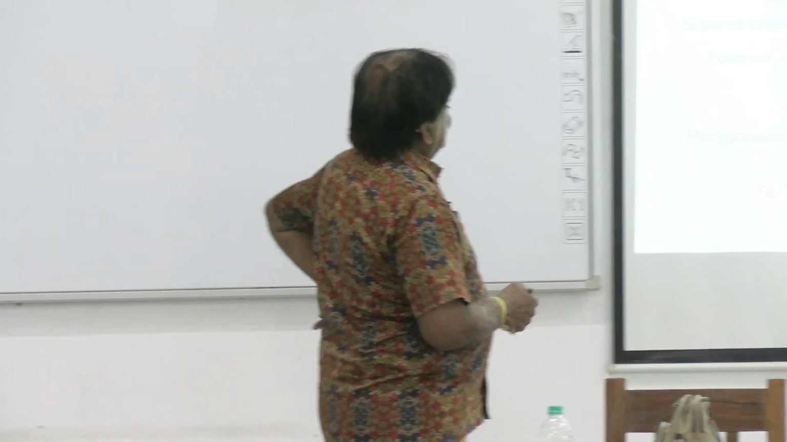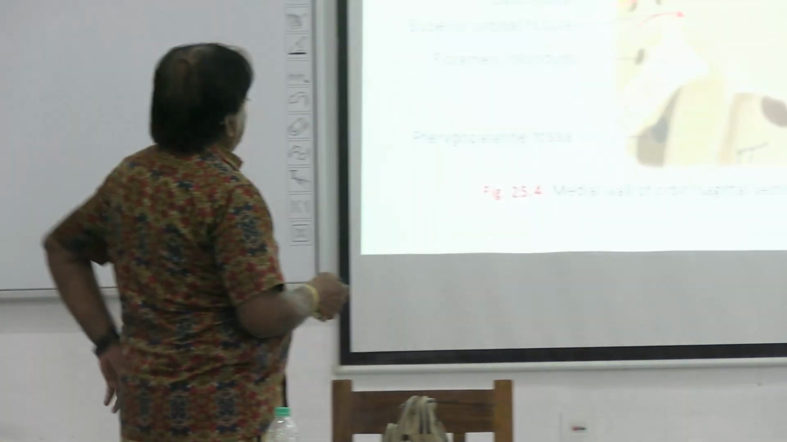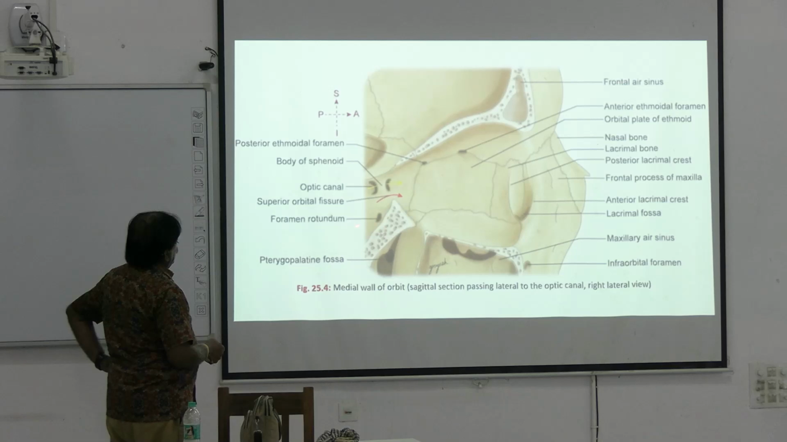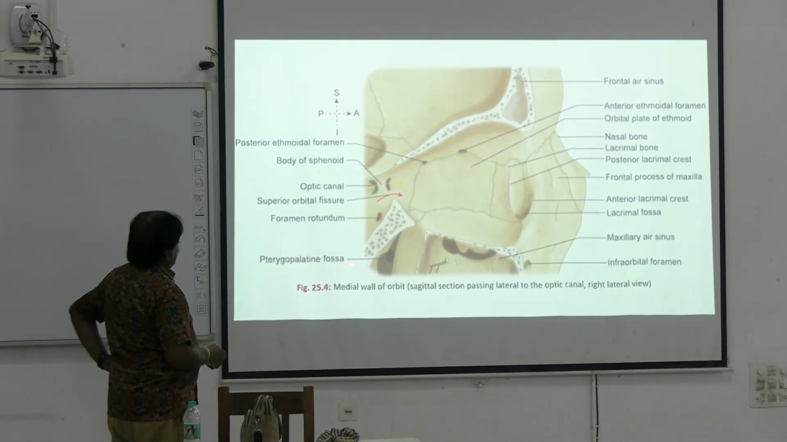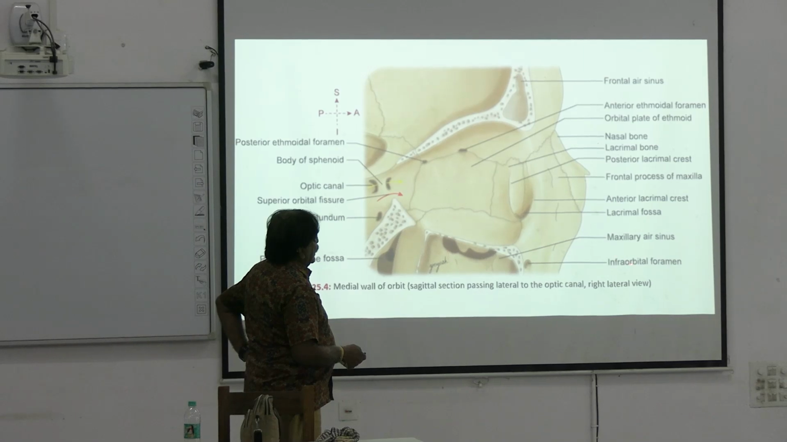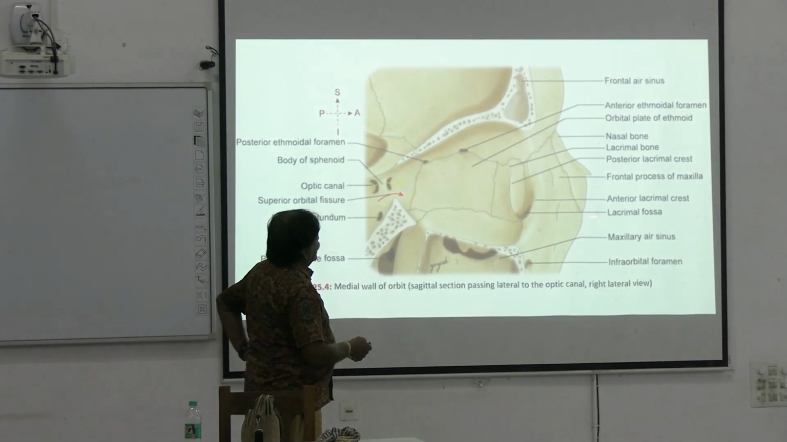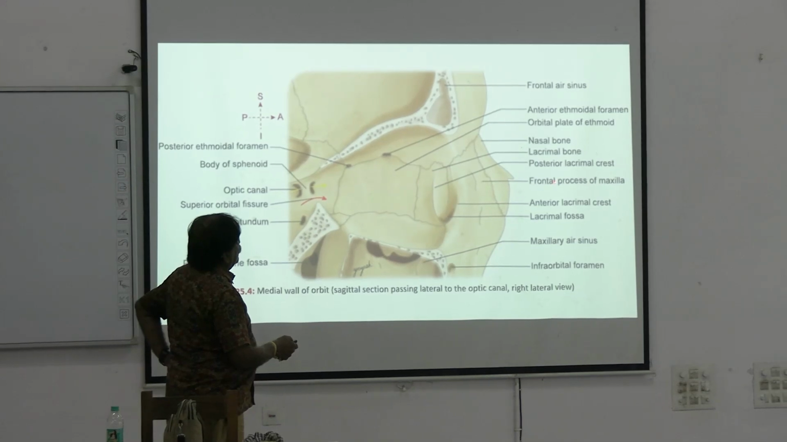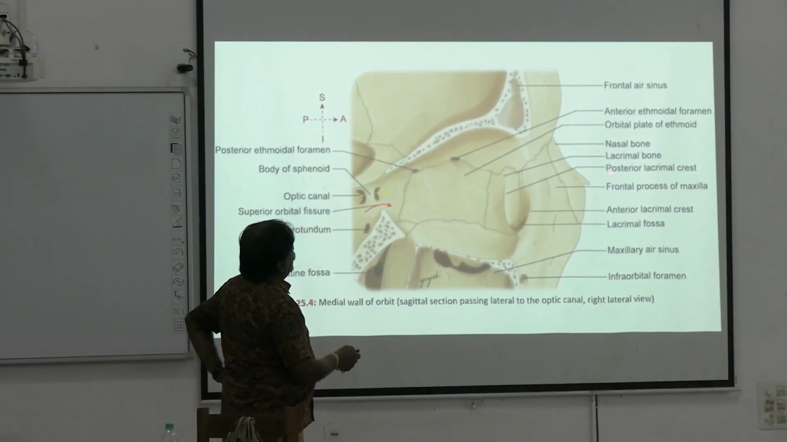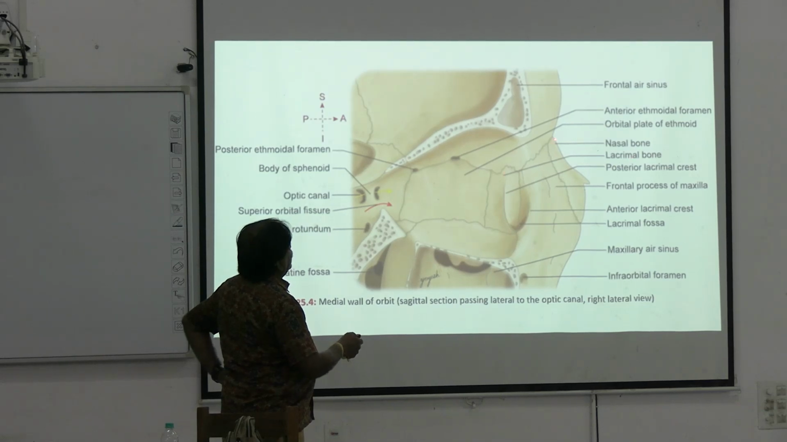Now, body of the sphenoid, optic canal, superior orbital fissure, this is the superior orbital fissure, foramen rotundum, pterygopalatine fossa. Now, maxillary air sinuses, infraorbital foramen. Now, anterior lacrimal crest, lacrimal fossa, frontal process of maxilla, this is the frontal process of the maxilla, and posterior lacrimal crest, lacrimal bone, this is the lacrimal bone, and nasal bones here.